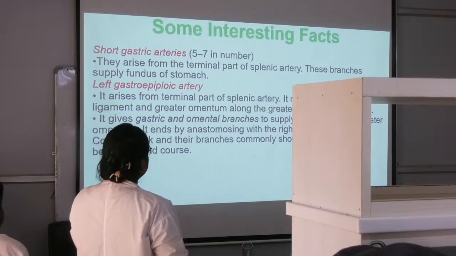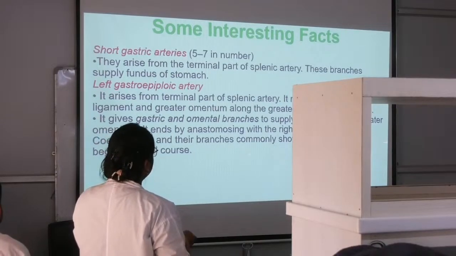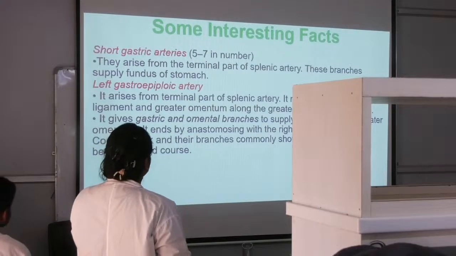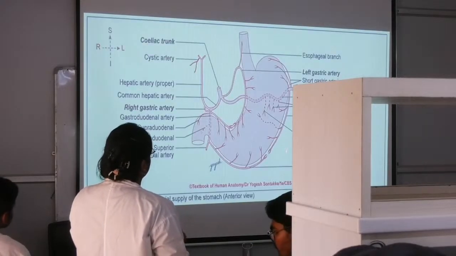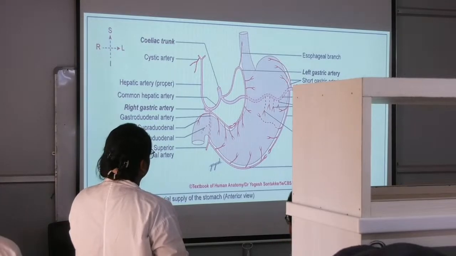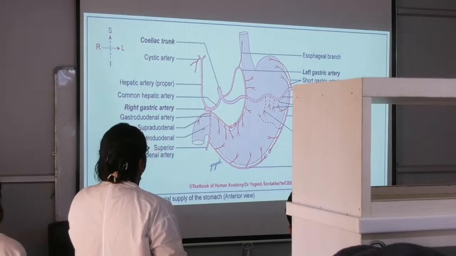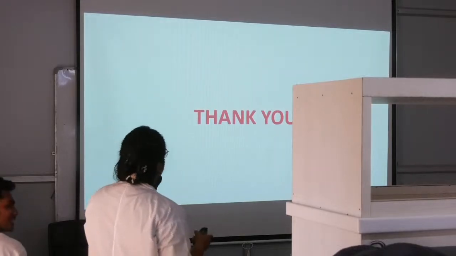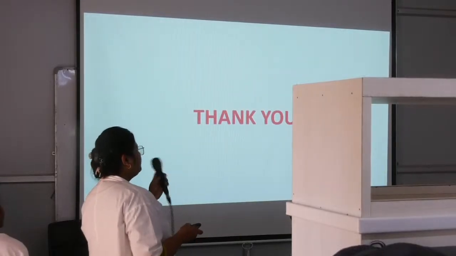Celiac trunk and its branches commonly show variation in their beginning and their course. Okay, next. So this is left gastroepiploic, right gastroepiploic. Next. Okay, that's all. Okay, any queries?